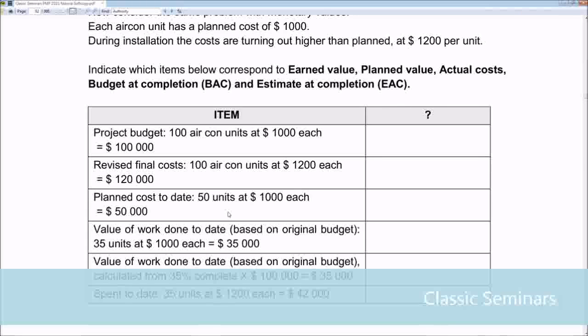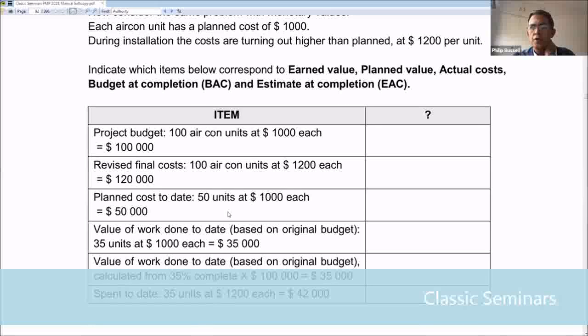Value of work done to date. It's estimated completion. Let's strike that. Okay, spent to date is actual cost.